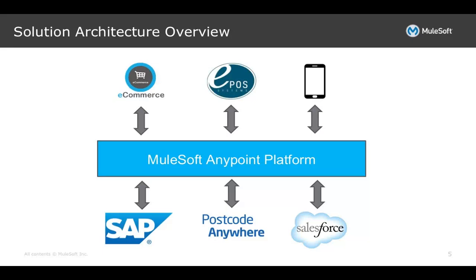They already have a lot of ePOS stores available across the world, and now they're trying to build an e-commerce website and also a mobile app. They've also partnered with Postcode Anywhere to allow them to validate an address. This will be basically used by the e-commerce and the mobile platform.